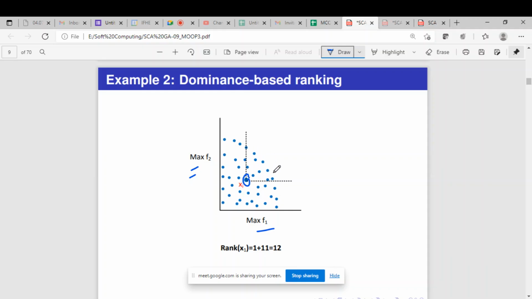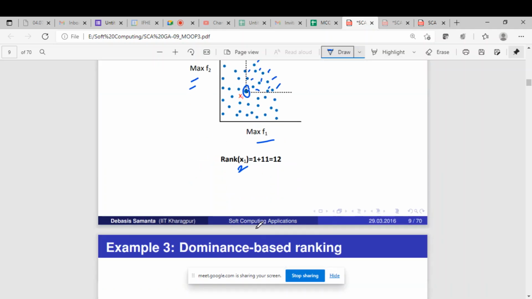Okay. So here, how many individuals are there? You have to count. 1, 2, 3, 4, 5, 6, 7, 8, 9, 10, 11. Right. So there are 11 individuals who are dominating Xi. So this line also we are taking. So 11 plus 1. So the rank of Xi is what? 12. Okay, like this the rank is calculated.